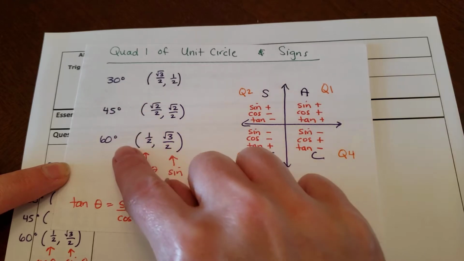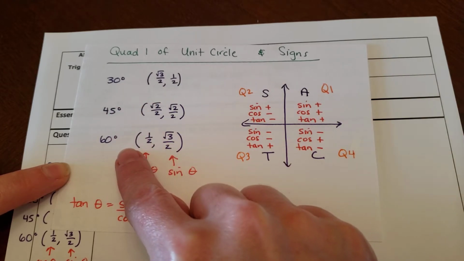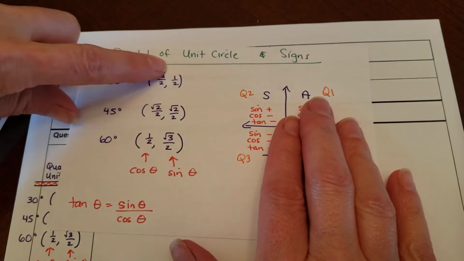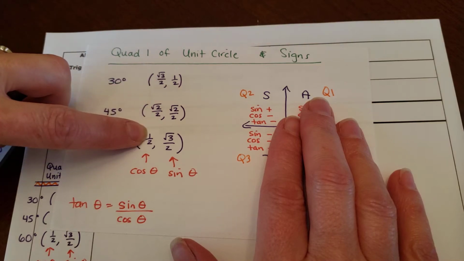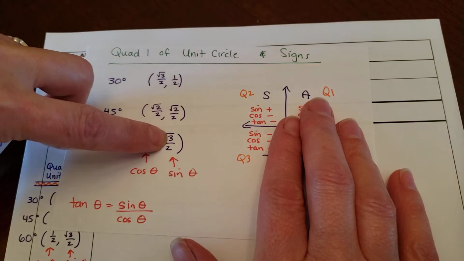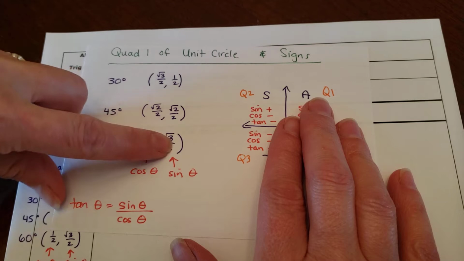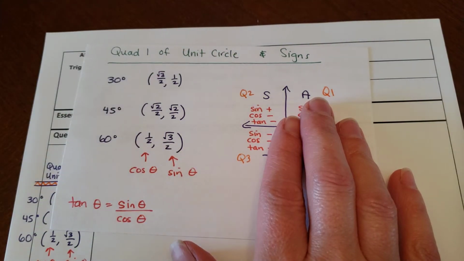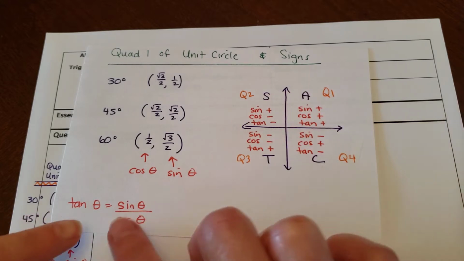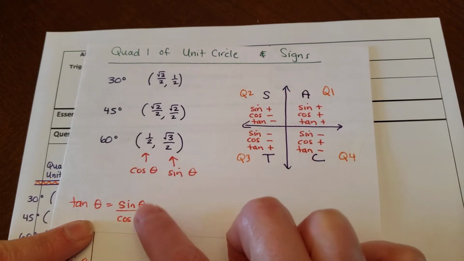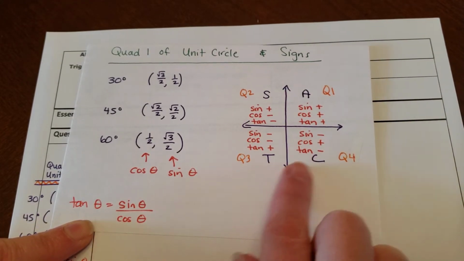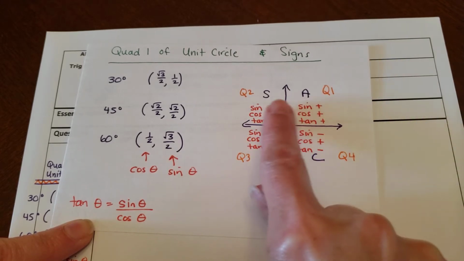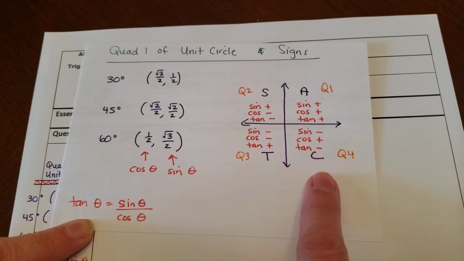So here's the 30, 45, 60s for the quadrant 1. Remember, you write 3, 2, 1, 1, 2, 3. Put them all over 2, and then radical the tops, and the top of 1 doesn't keep a radical because radical 1 is just 1. To find tangent, it's the sine value over the cosine. Here's my sine memorization: All Students Take Calculus.